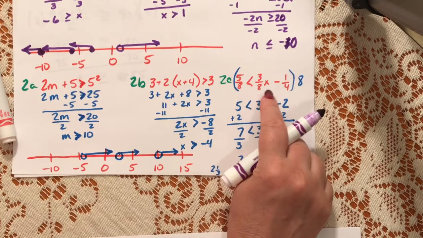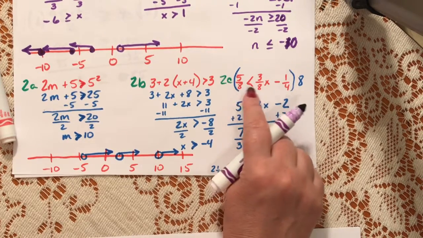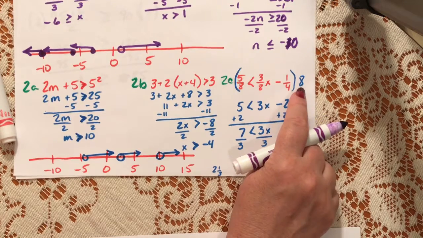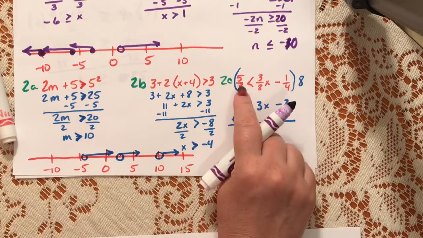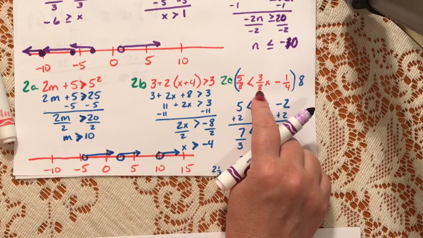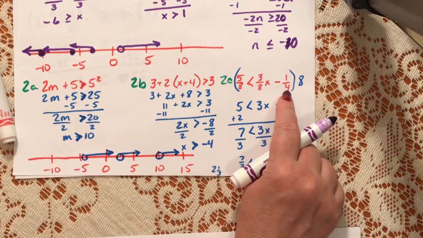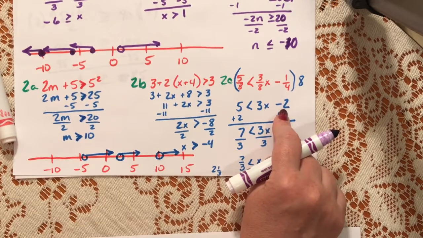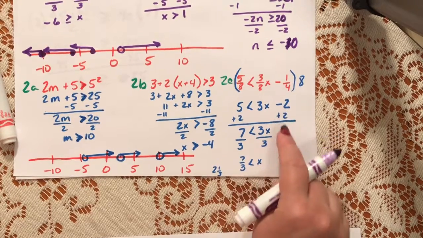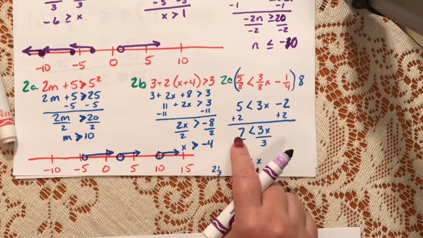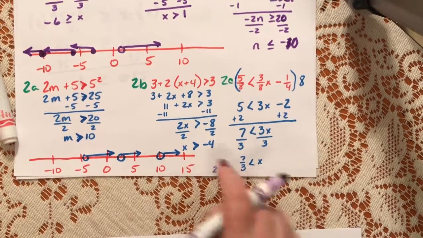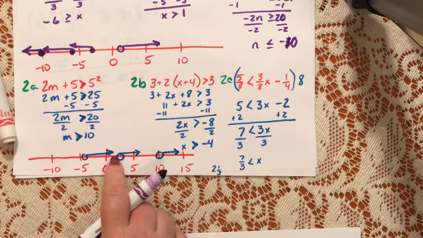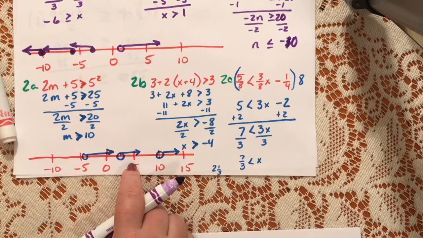5/8 is less than 3/8 x minus 4. If we multiply everything by 8, we get rid of all of our denominators. So this times 8 is 5, and this times 8 is 3x, and this times 8 is negative 32. I'm going to add 32 to both sides to get rid of this, and I'm left with 3x and 37. And I'm going to divide each side by 3, and 37/3 is smaller than x. We're going to do an open circle, and x is greater than that.